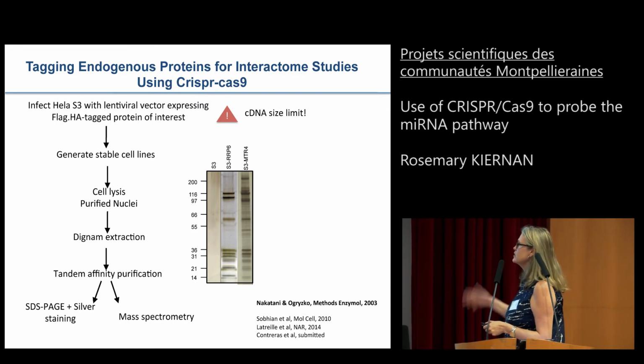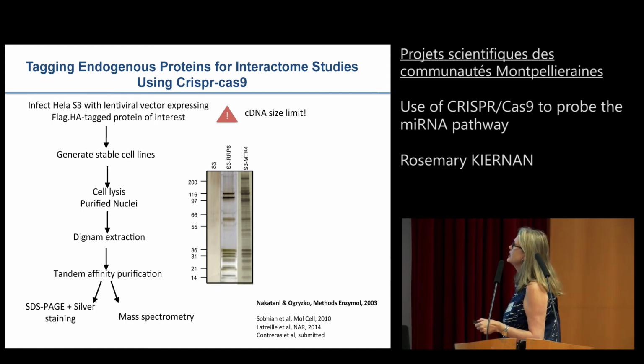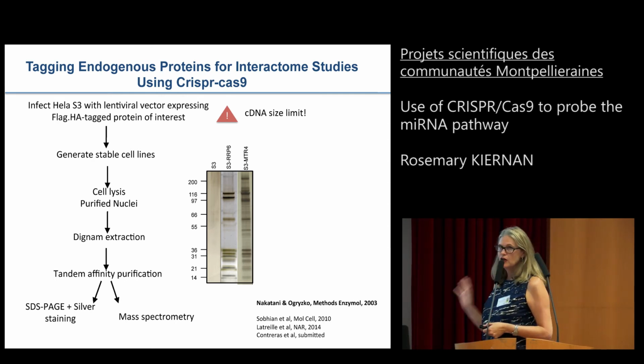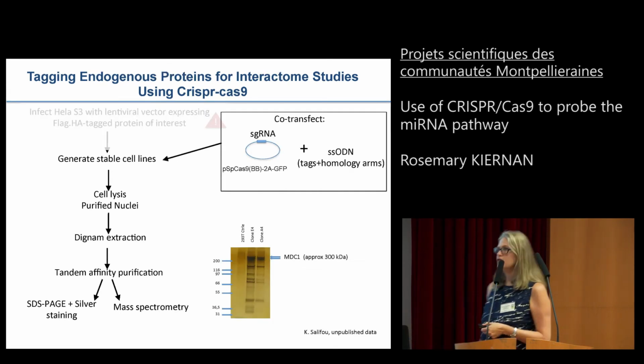Interactome studies are fairly typically done using a very well-described method from the Nakatani lab, where cells are infected with a retrovirus expressing your cDNA of interest that's got a flag. We use Flag-HA tags, generate stable cell lines, do a Dignam extraction, and do very nice tandem affinity purification, which allows us to do very clean mass spectrometry, which is great, except there's actually a technical limit here because there's a size limit on the cDNA that you can clone into the lentiviral vector. And that means that there's a lot of proteins actually that you can't study using this technique.